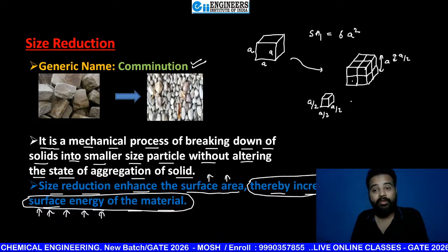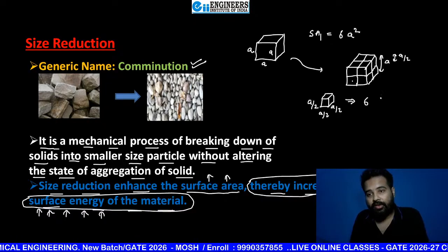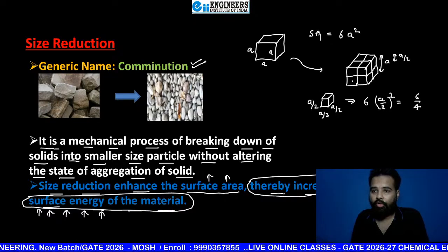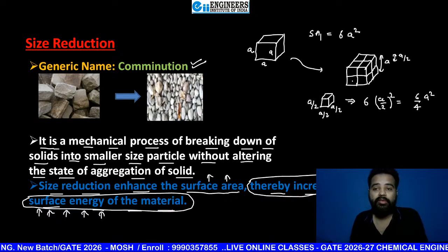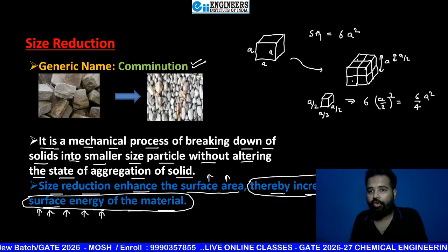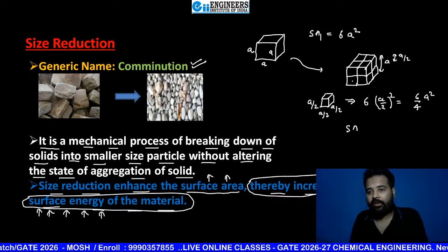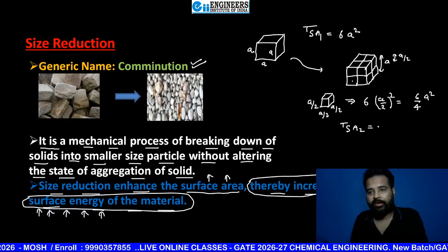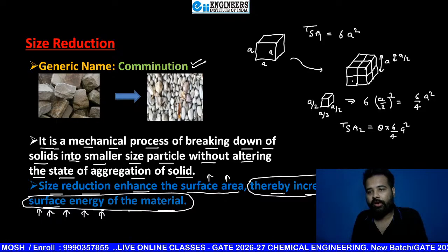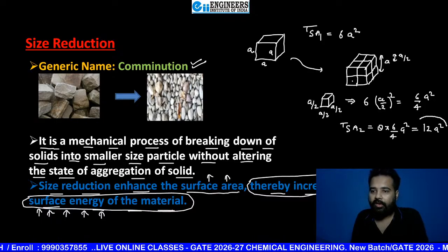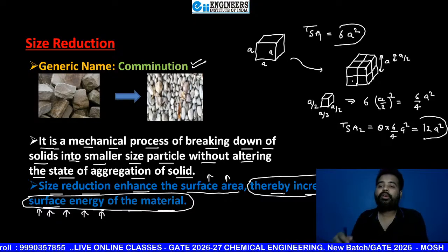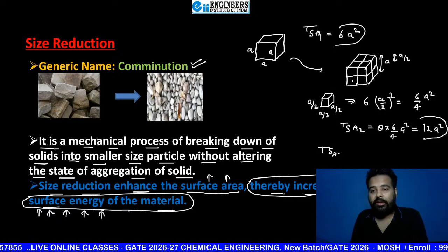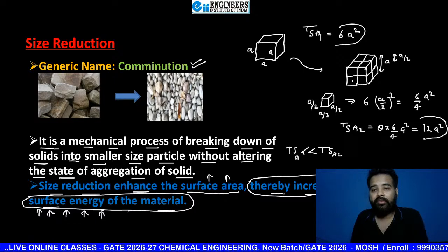Now let me check the new surface area of just one particle. So this is 6 times (a by 2) square, that is 6 by 4 a square. How many particles of side a by 2 did you get? 1, 2, 3, 4, 5, 6, 7, 8. So the total surface area this time is 8 multiplied with 6 by 4 a square. Now you can see, beta, it is 12 a square. See, beta, surface area increases after reducing size. Clearly you can see that TSA2 is much higher than TSA1.